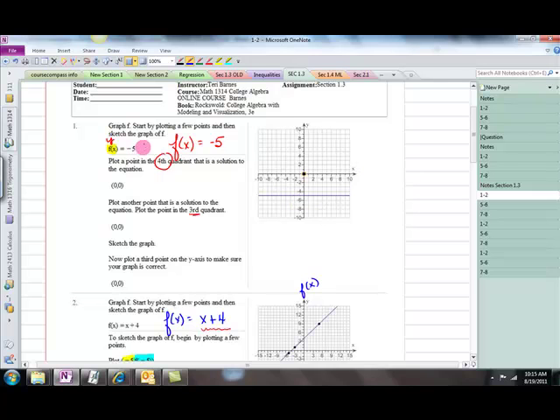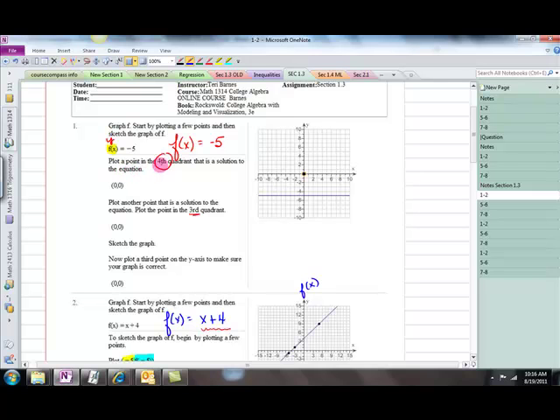All right, start by plotting a few points and then sketch the graph. And they give you f of x equals negative 5. That's the same as y equals negative 5. In your problem, this will not be there. That is just there because it's printed. So it's already done, but that won't be there. It'll have to come up after you do your parts.